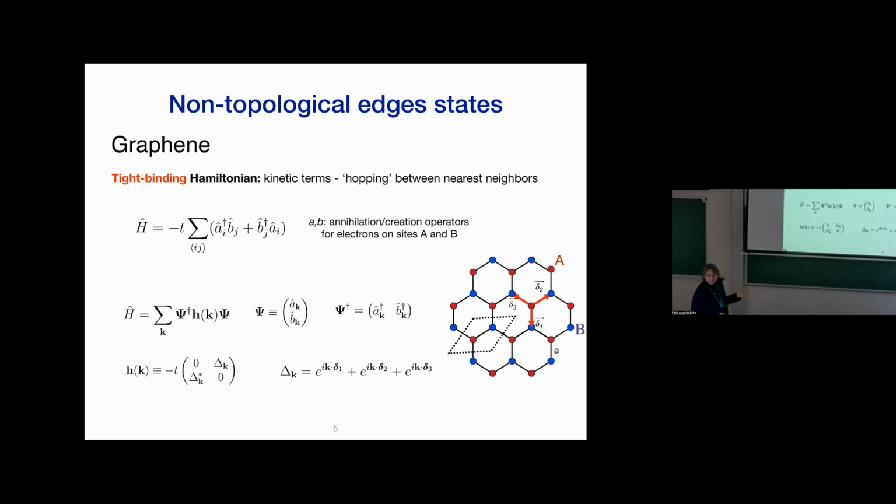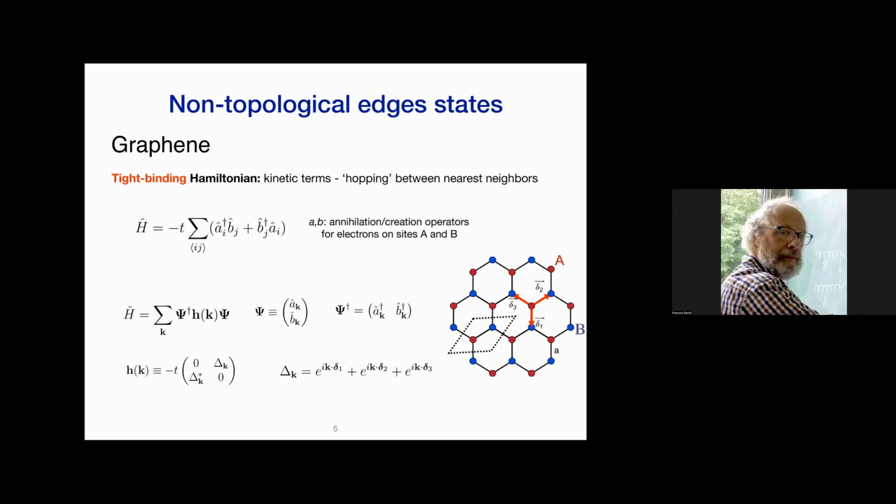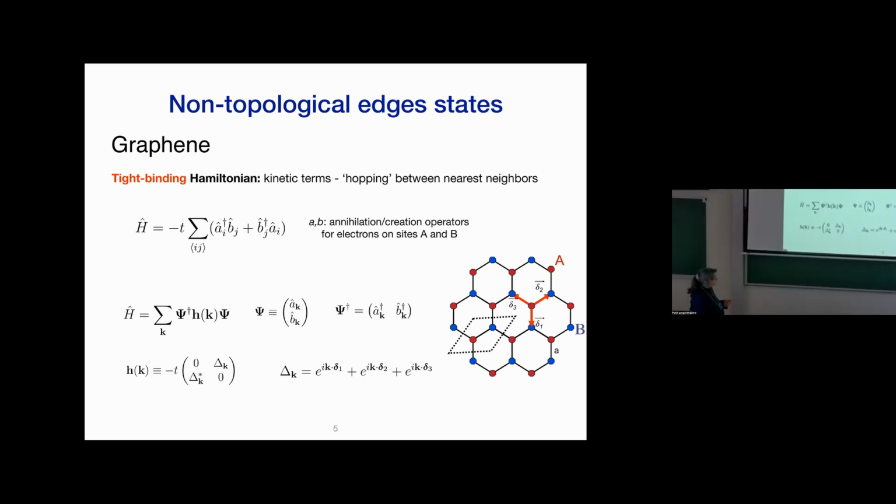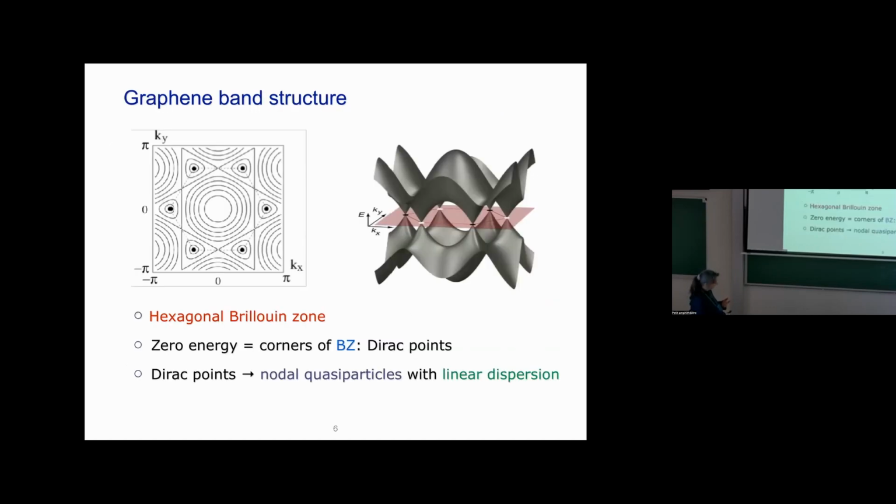So graphene, we all probably know about graphene: a hexagonal lattice, 2 atoms per unit cell, hopping terms between the nearest neighbors, some Hamiltonian which comes out of these hopping terms, and some energy dispersion associated with it. Then I have a band structure, and we know that the band structure of graphene is composed of 2 bands, which touch at the 6 corners of the Brillouin zone, and around which I have some linearly dispersing quasi-particles.